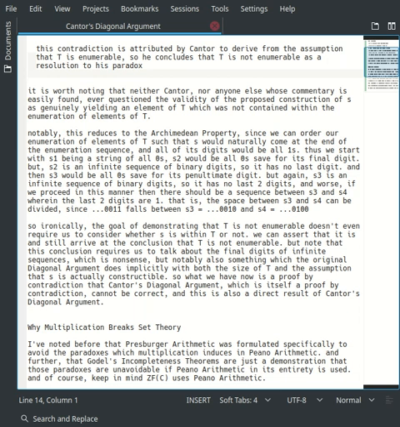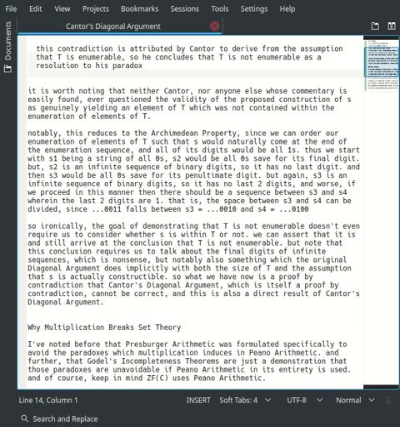Notably, this reduces to the Archimedean property, since we can order our enumeration of elements of T such that S would naturally come at the end of the enumeration sequence, and all of its digits would be 1s. Thus we start with S1 being a string of all zeros, S2 would be all zeros save for its final digit, but note that S2 is an infinite sequence, so it has no final digit. And then S3 would be all zeros save for its penultimate digit, but again S3 is an infinite sequence of binary digits, so it has no last two digits.